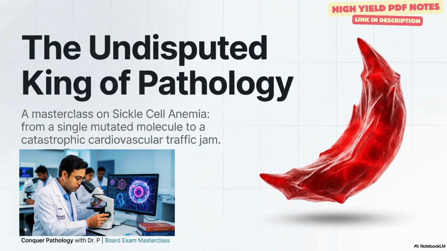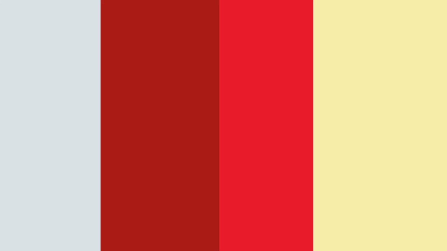Next, we are looking at the undisputed king of pathology. This is a masterclass on sickle cell anemia. We are going to trace this disease from a single mutated molecule all the way to a catastrophic cardiovascular traffic jam. Let's head to the emergency room.